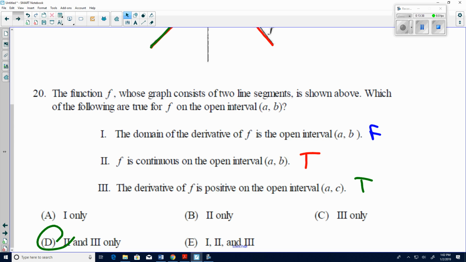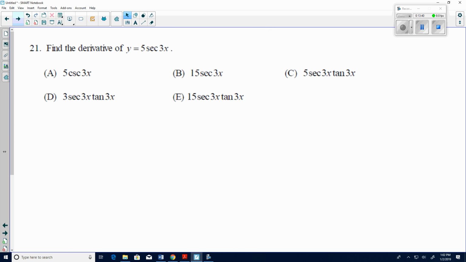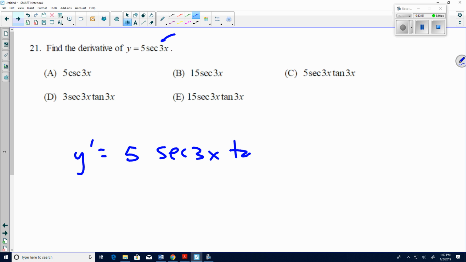Number 21, find the derivative. It's just a straightforward derivative problem. You should remember the derivative of secant is secant tan. So we bring the 5 out, we have the secant of 3x times the tangent of 3x, and then use the chain rule times 3. So 15 secant of 3x tangent of 3x.